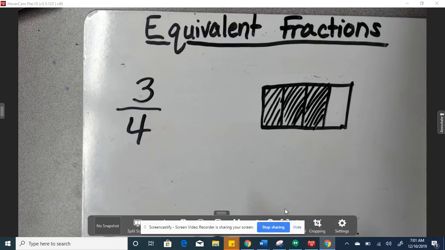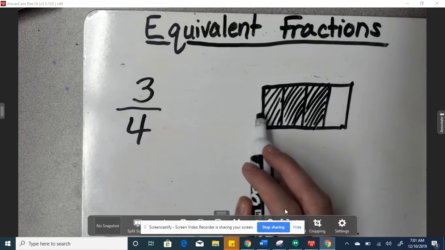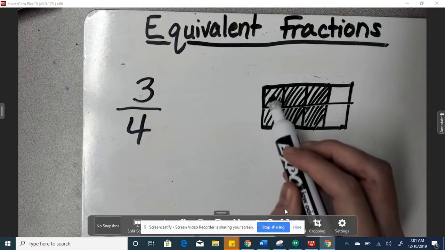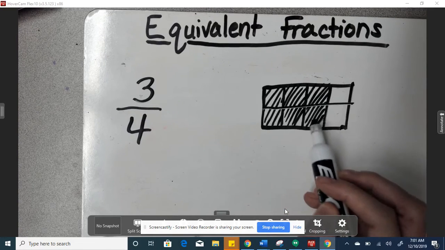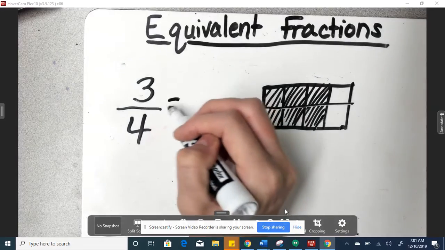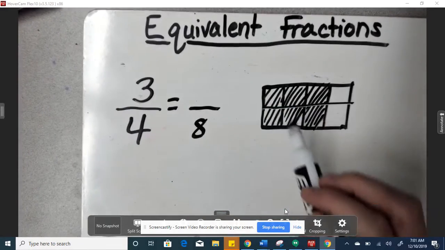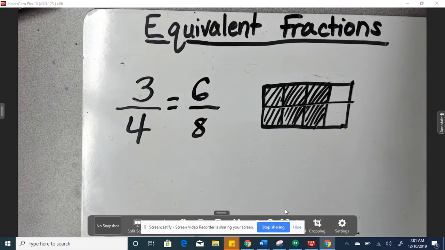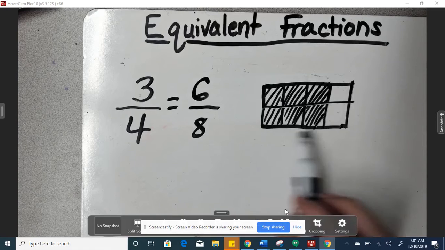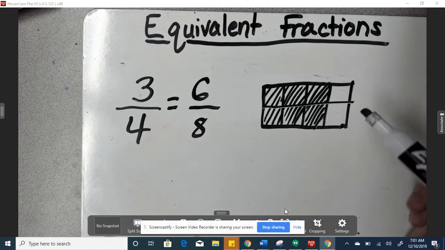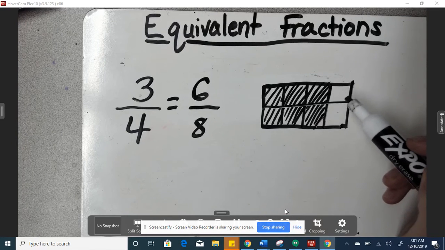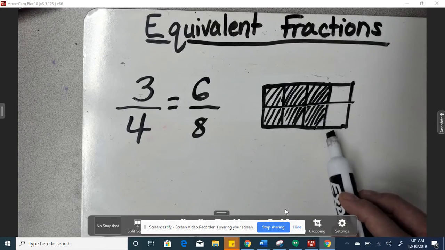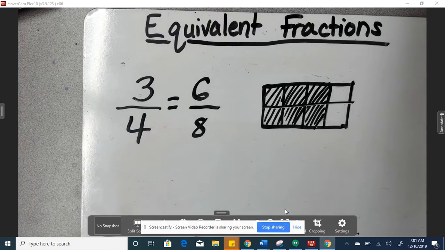And when we folded it, we made it so there was a line right down the middle. So I'm going to do the same thing here. Let's see. So now we have 1, 2, 3, 4, 5, 6, 7, 8 total pieces. And let's see how many are shaded. 1, 2, 3, 4, 5, 6. So 3/4 of our paper is still shaded, but we made each piece or each part a little smaller. And we see that there's 6 pieces shaded out of the 8. 3/4 is equivalent to 6/8.